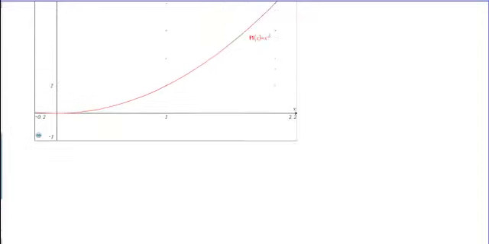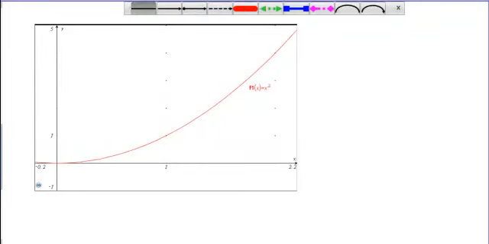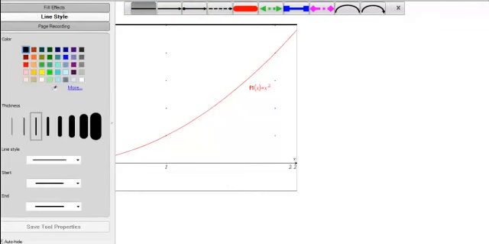Well, we can make that better if we use more subintervals. So, same curve, still looking at the same interval. This time I'm going to divide it up into 4 equal subintervals.